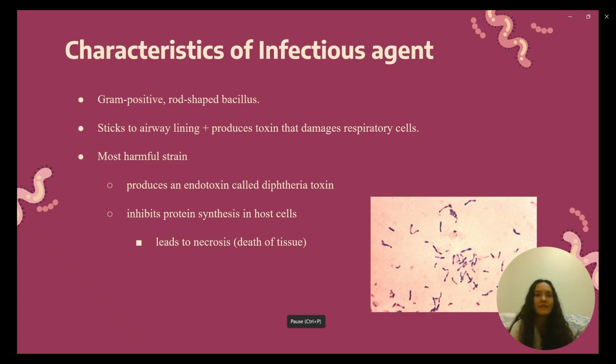Corynebacterium diphtheriae is a gram-positive rod-shaped bacillus. The bacteria will stick to the lining of the airway and produce a toxin that damages respiratory cells. The most harmful strain of diphtheria produces an endotoxin called diphtheria toxin, which inhibits protein synthesis in host cells, leading to necrosis, which is the death of tissue due to injury, infection, or lack of blood.